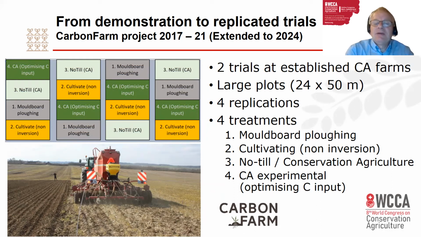So we had the 3 well-known growing practices: moldboard plowing, harrowing, just cultivating with non-inversion, and the last known practice, number 3, no-till or conservation agriculture. So these trials were laid out on 2 conservation agriculture farms. These 3 systems were all known to the farmers. We included an experimental one where we tried to optimize carbon input: in 1 year we had companion cropping, and in all years we tried to introduce as much cover crop as we possibly could to optimize the carbon input to the soil.